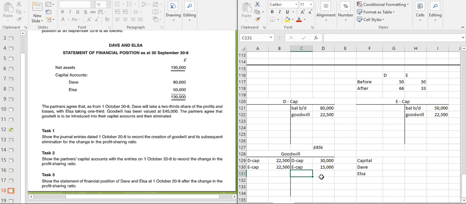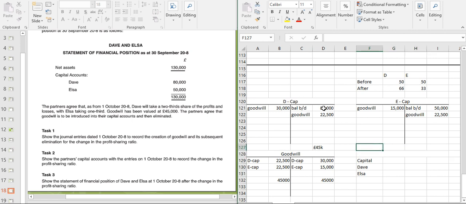Let us do the double entry. So credit entries here. Let us do the debit entries. And goodwill is my detail. I'm going to do the same for Elsa. Okay, so these add up to 45. Always make sure the goodwill adds up and balances off.